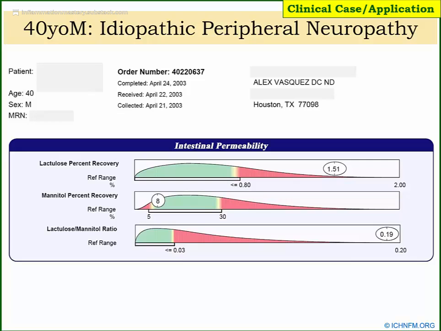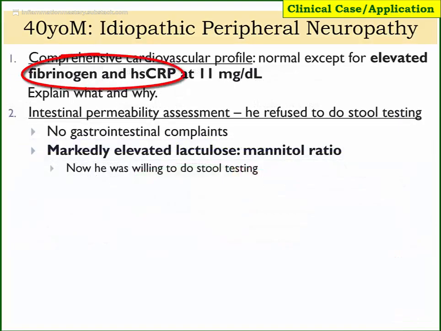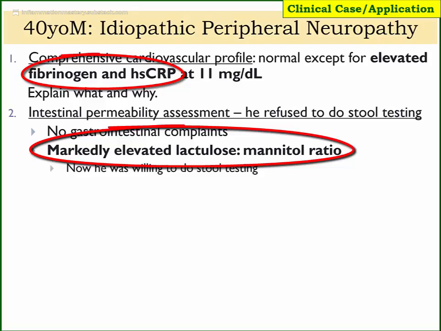Very importantly, even though I was already convinced just based on the history that this patient had leaky gut, what this provided the patient was the proof that we needed to go ahead and do a comprehensive digestive stool analysis with parasitology in order to look for the cause of this mucosal damage. So at this point, we had specific evidence of low-grade inflammation with the elevated fibrinogen and high-sensitivity C-reactive protein, and now we also could pinpoint the location of the damage to his gut. We had evidence now of leaky gut or intestinal hyperpermeability.